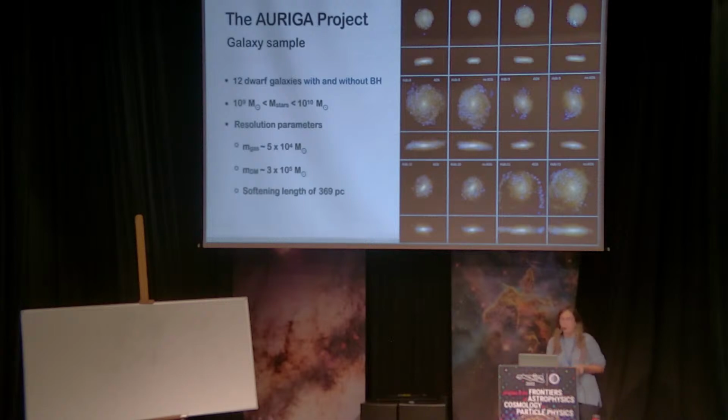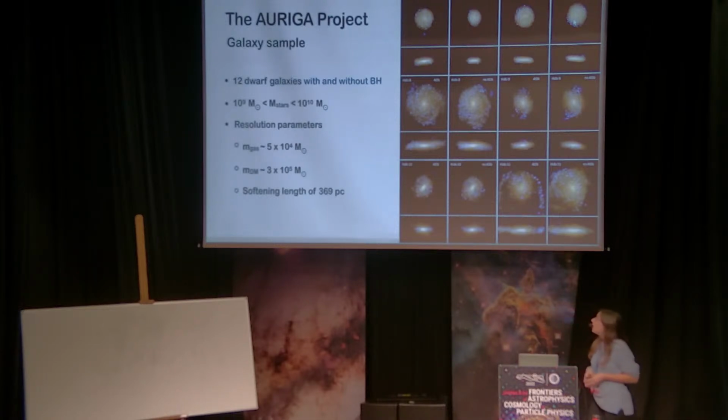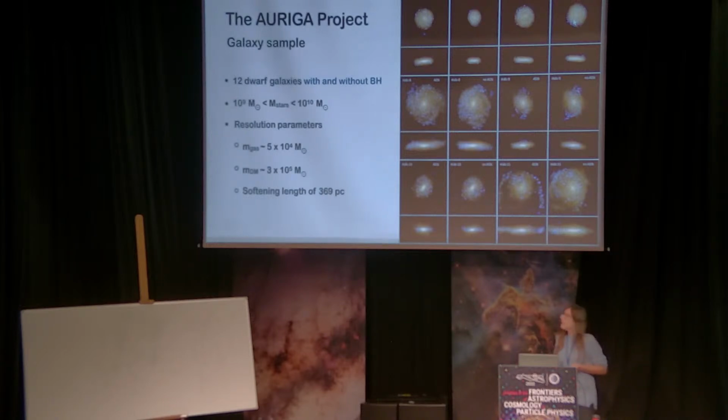In my thesis, in order to see how important this AGN feedback is for dwarf galaxies, I used a sample of 12 dwarf galaxies. But these 12 dwarf galaxies were run twice with the Auriga project. Once with the whole galaxy model, and once without the presence of the black hole.